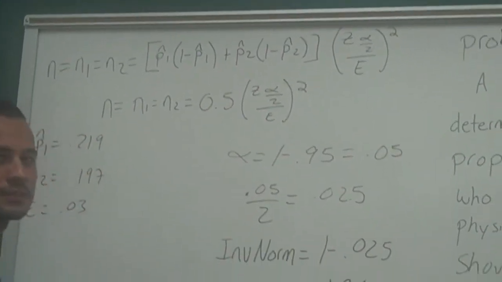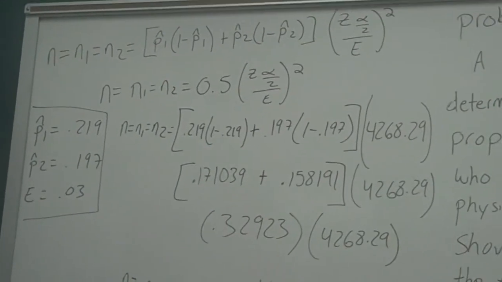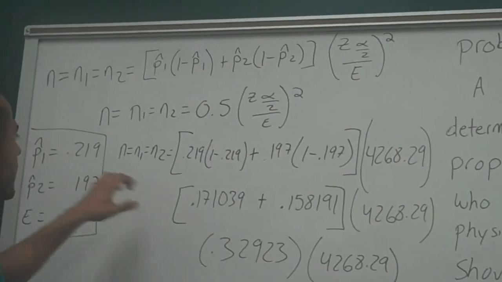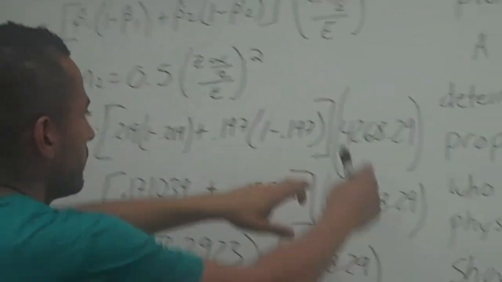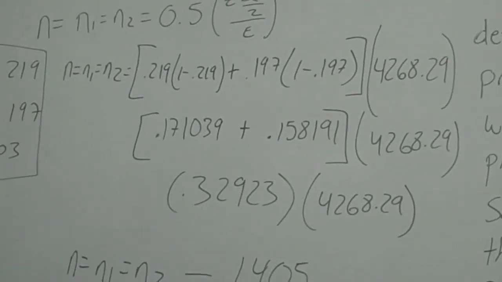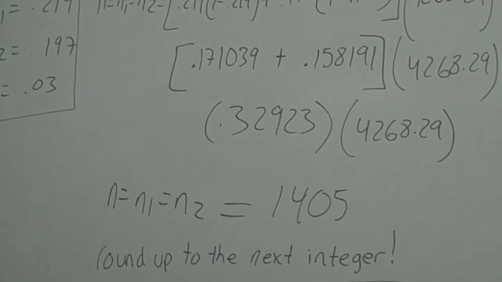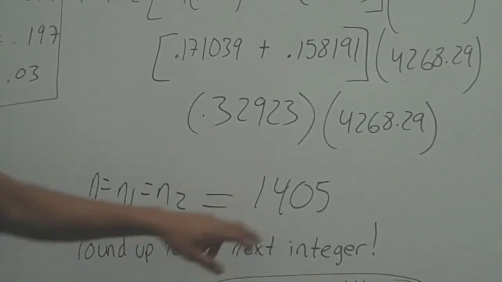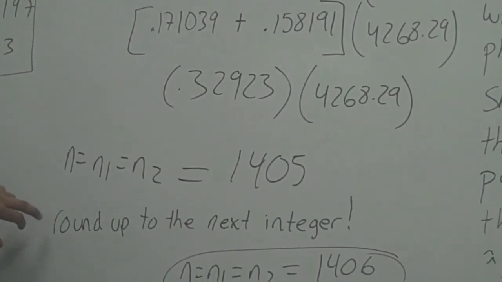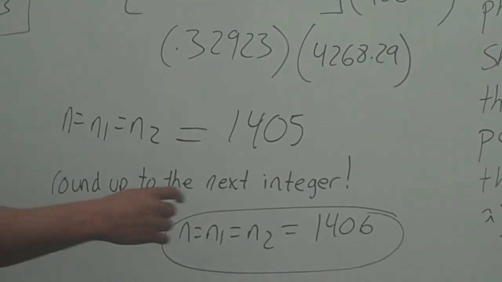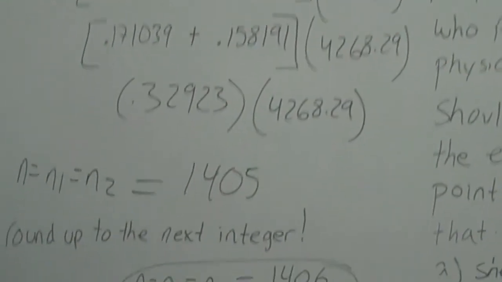have prior estimates. Now that we have all our values, we just plug in our p hat 1, our p hat 2, and the value that we just solved for, and we get that n1 is equal to n2, and it's 1405. But it's important to round up to the next integer, so our sample size needed for part A would be 1406.